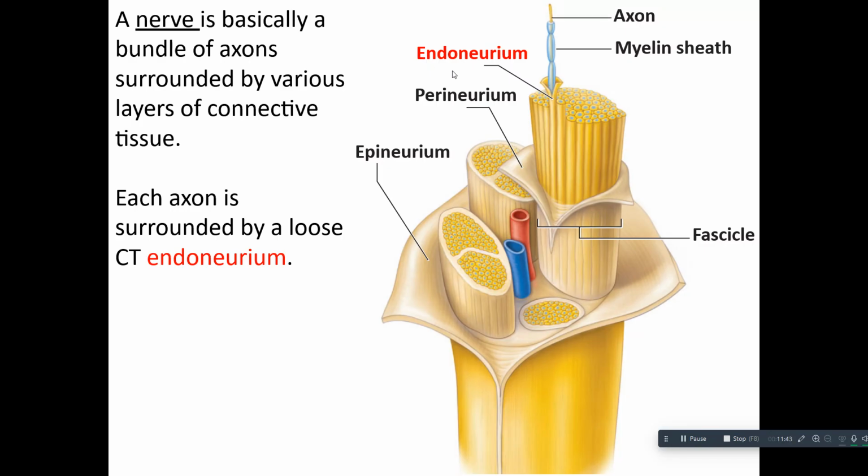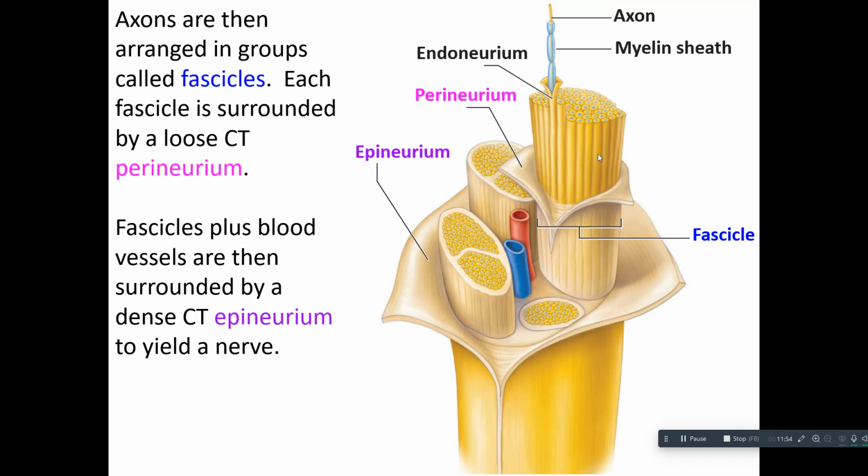And we saw this in lab. This layer of loose connective tissue is called the endoneurium. Endoneurium will bind neighboring axons to one another. And then what we're doing is we're grouping the axons into this bundle called a fascicle. So we got a lot of axons here grouped together in a fascicle. Each axon has Schwann cells and then an endoneurium. Then the fascicle is surrounded by another layer of loose connective tissue called a perineurium.